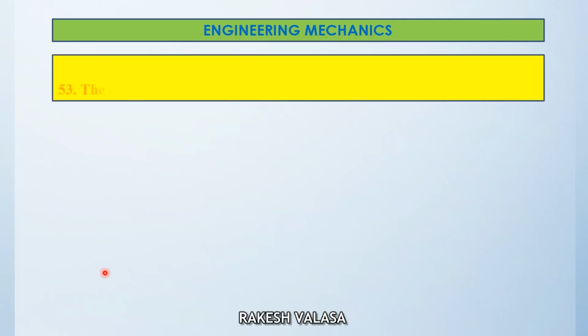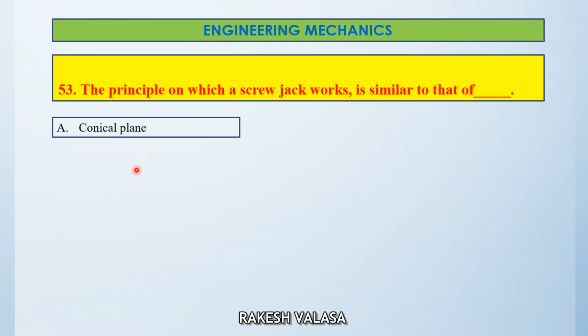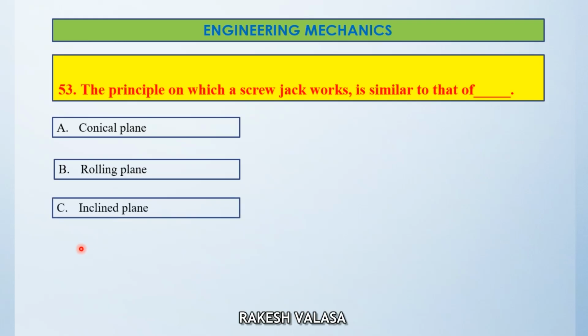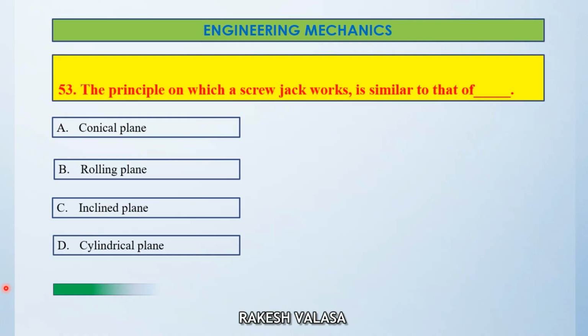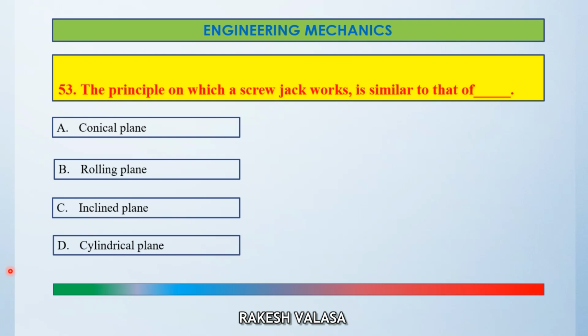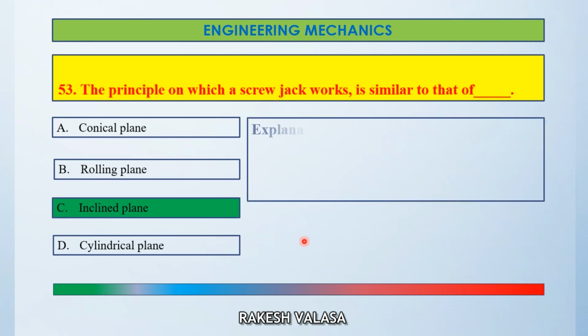Question number 53. The principle on which a screw jack works is similar to that of dash. Option A, conical plane. Option B, rolling plane. Option C, inclined plane. Option D, cylindrical plane. The correct answer is option C, inclined plane. Let us see the explanation.